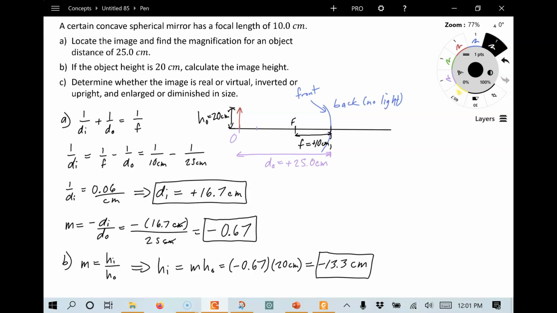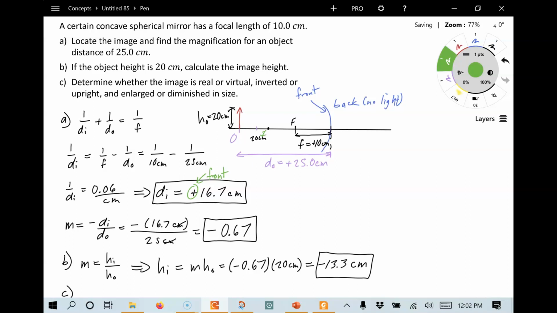And in part C, we're going to be asked to characterize this image. Is it real or virtual, inverted or upright, and is it enlarged or diminished in size? Well, let's go ahead and plot our image real quick. So at the image, we see a positive sign here, so that's in front. And we know the position. So I had this at about 20 centimeters, this is going to be at 16, this is 10 here. So we're right around here maybe. This is where our image is going to be. Let's use green for that.